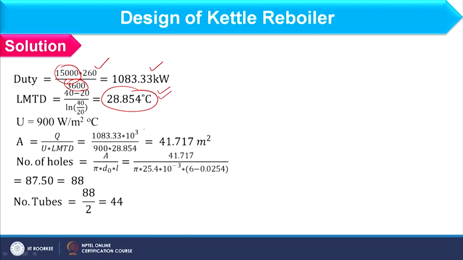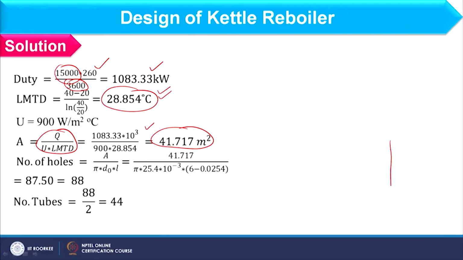So, we can simply find out the heat transfer area. Okay. As far as heat transfer area is concerned, we can use this expression, and putting values of these parameters, we can find out the heat transfer area as 41.717 meter square. Okay. So, once I have the heat transfer area, we should find out the number of tubes.